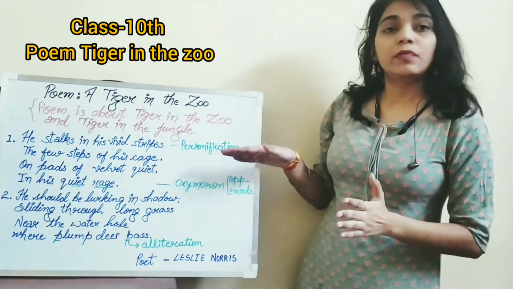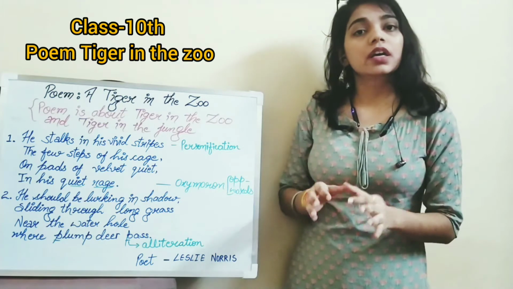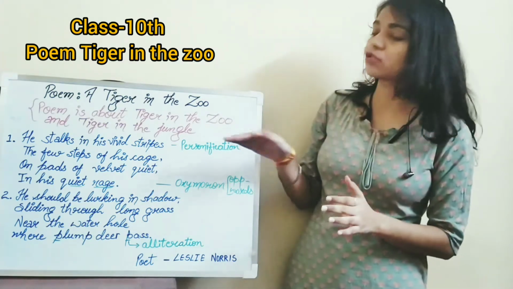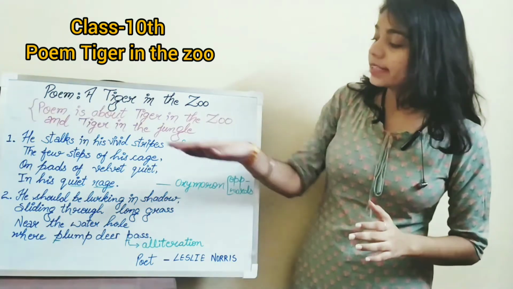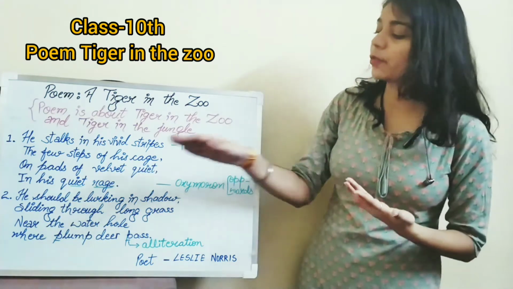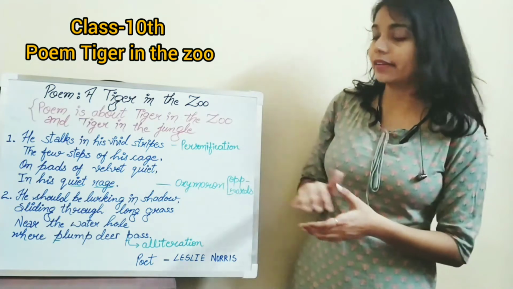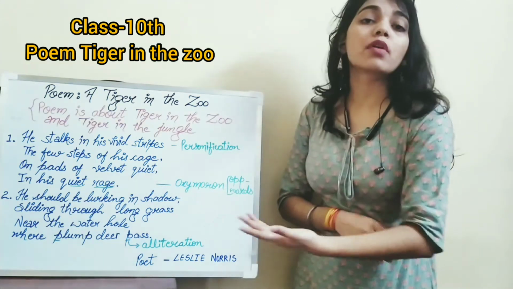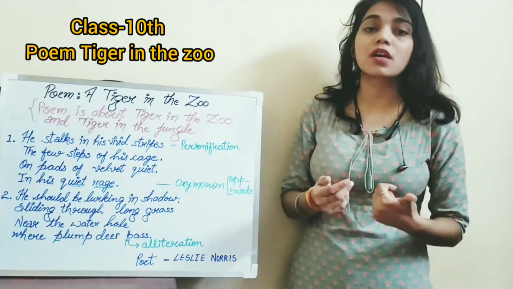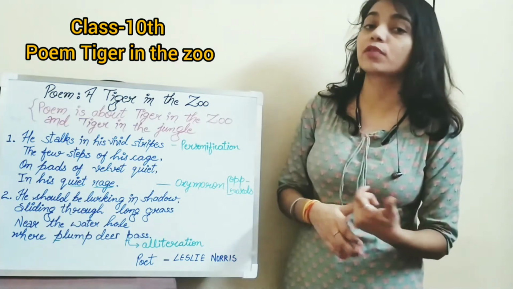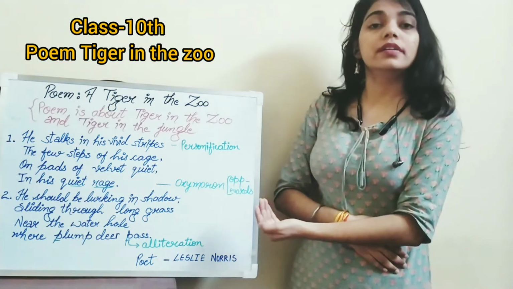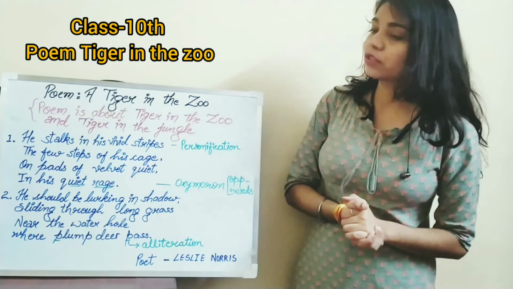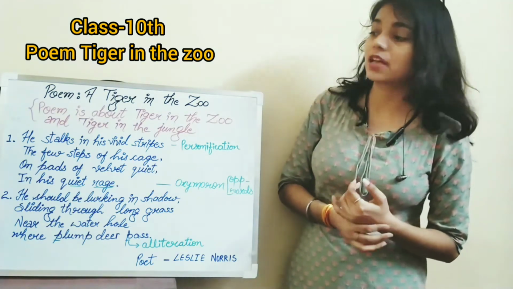So there is personification present, as whenever he or she is used for animals or non-living things, there is personification. And as quiet means silence and rage means anger, there is an oxymoron present. Whenever there are two opposite words present in the same line of the poem, there is an oxymoron present. Let's move to the second stanza of the poem.